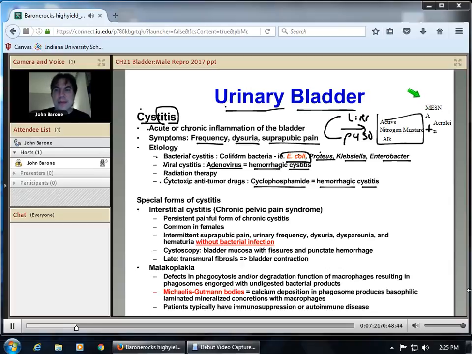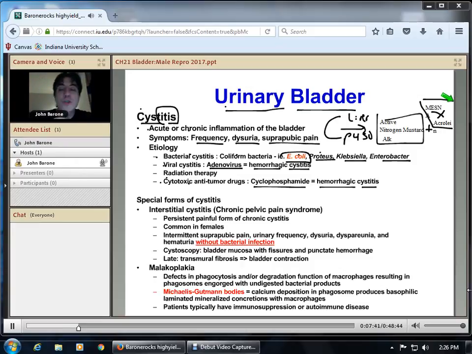There we go. Give Mesna. Mesna will bind the acrolein. It literally binds it and prevents the irritation of the bladder. So this is an easy thing to ask on USMLE exams. Anytime I give high-dose cyclophosphamide, give Mesna to bind the acrolein.